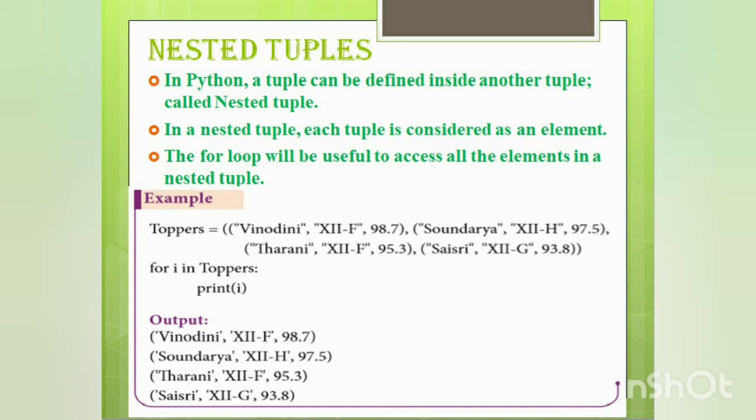If you want to access each element, it will consider each tuple as one element. So you are totally having 4 elements, right? For accessing these 4 nested tuple elements, you have to use a for loop. For i in tuples, it will take the first element, that is Vinodini 12F 98.7. Then by using print of i, it will print that first element. Then again it will move on to the second element, Soundarya 12H 97.5, and print it. In the same way it will print the third element and the fourth element. Clear about this? Here all the functions used in list can be applicable even for tuple also.